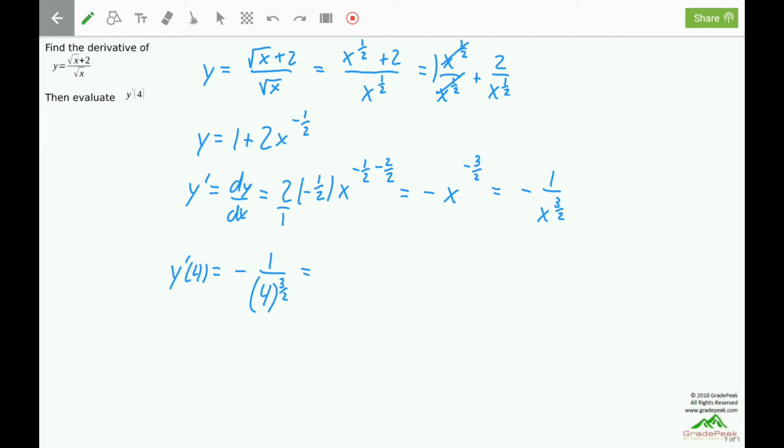Now, the 3/2 power means a cube and a square root, and you can go in either order. I'm going to take the square root first because the square root of 4 is just a 2. And then we'll do the 3 power next. So negative 1 over 2 times 2, which is 4, times 1 more 2 is an 8. Negative 1 over 8.